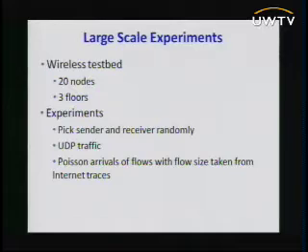So we deployed a wireless testbed of 20 nodes spanning 3 floors, and this is how we run the experiments. We pick a sender and receiver pair at random, and we start UDP traffic between them. And the flows themselves arrive according to a Poisson process. And the size of the flow is taken from empirical internet measurements.